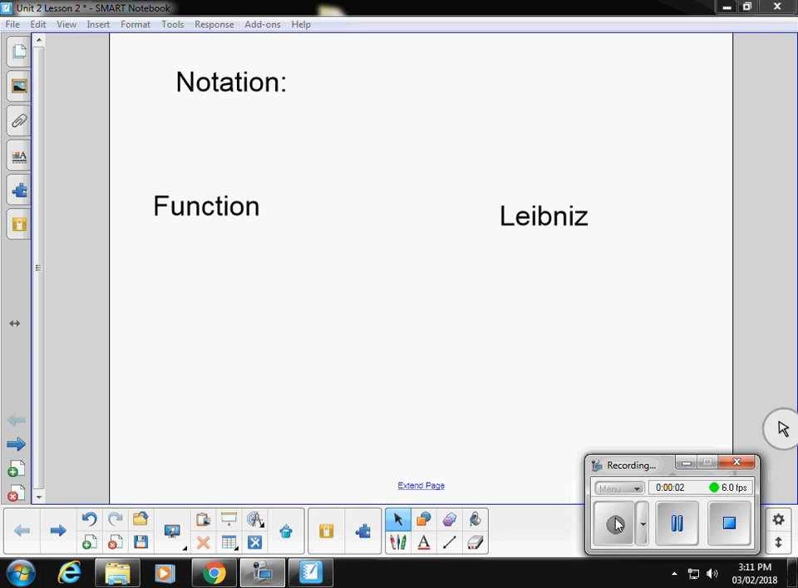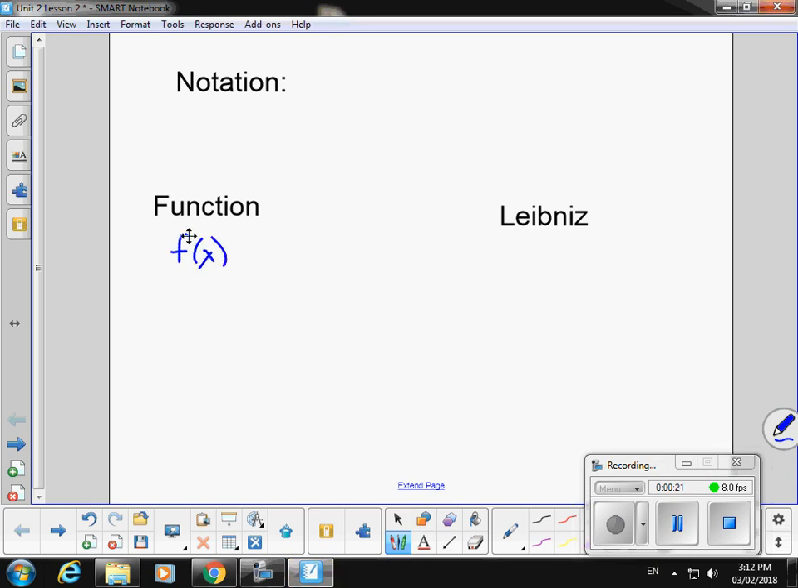Okay, Calculus Unit 2, Day 2. I thought maybe we should talk about notation a little bit. It was a little confusing yesterday. When we are talking about the slope of the tangent or the derivative, we used what we call f prime of x. So if you have a function notation, it would be f of x. We say f of x, and it means a function using the variable x.